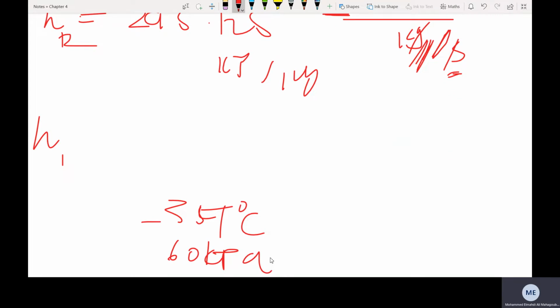So go to the 60 kilopascals. Now when we look at 60 kilopascals, we see that the saturation temperature is minus 36.95. Clearly, because our temperature is higher than Tsat at that pressure, it is going to be superheated. So now go to the superheated tables.